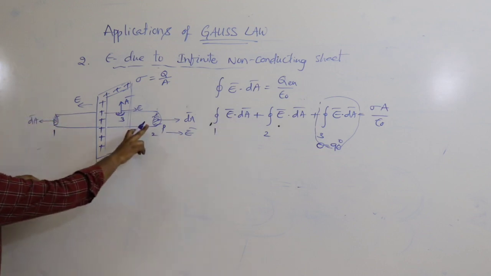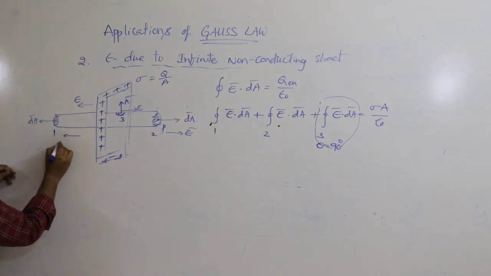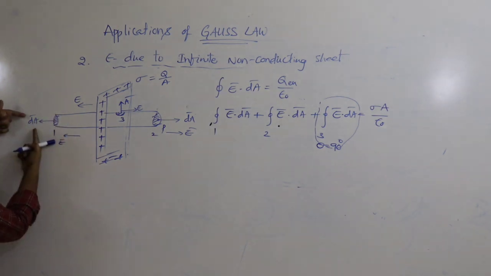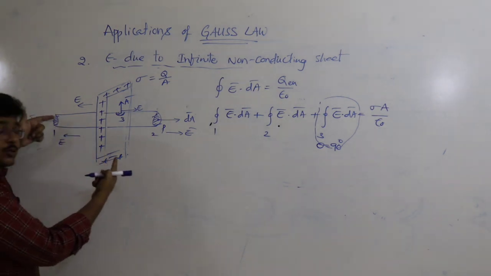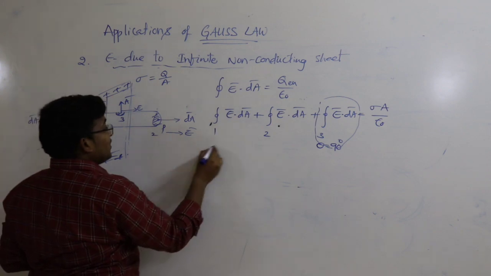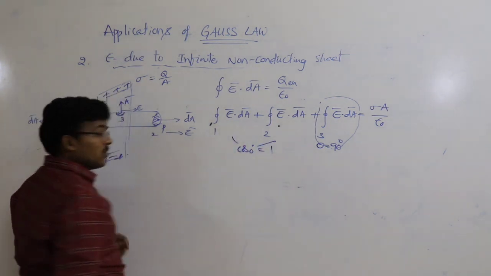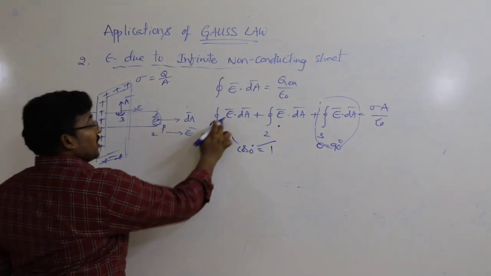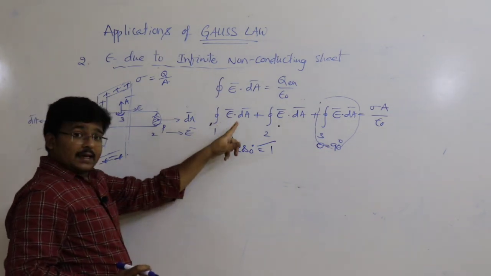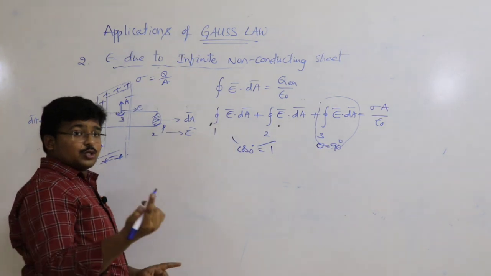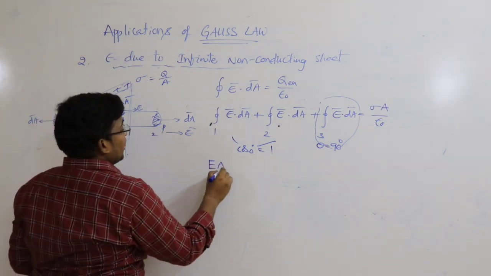See, here the electric field is in this direction, and here also the electric field is in this direction, so the area vector and field are in the same direction, so the angle is 0. So simply we can say that for these two, cos 0 degrees we can take as 1. So that is why E dA cos 0, and cos 0 is 1. Simply we can take E into A.